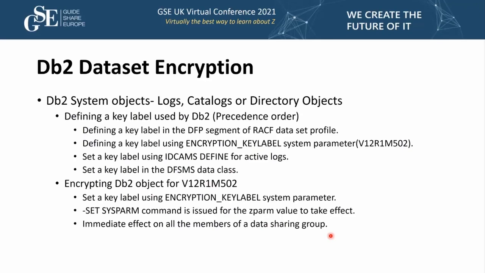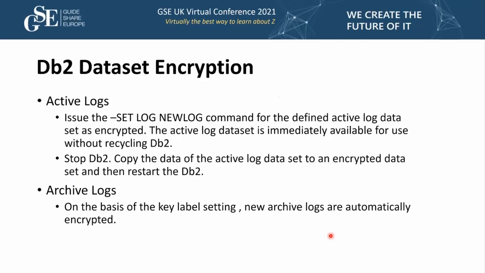Allocate a new active log dataset as encrypted. The user who allocates the active log dataset must specify a key label that Db2 has permission to use. However, the user who allocates the active log dataset is not required to have access to that key label. You can identify the encrypted dataset as the new active log using one of the following methods.